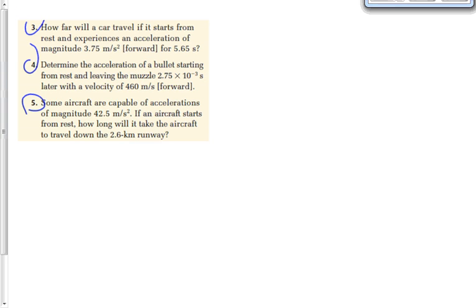All right. Question number 3 says, how far will a car travel if it starts from rest and experiences an acceleration of 3.75 meters per second squared forward for 5.65 seconds? Group A or Group B? Before we look at the givens, is this Group A or Group B? Yeah, it's B. It's acceleration, right?